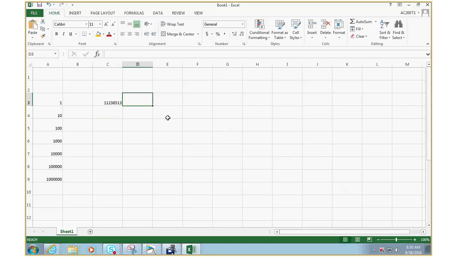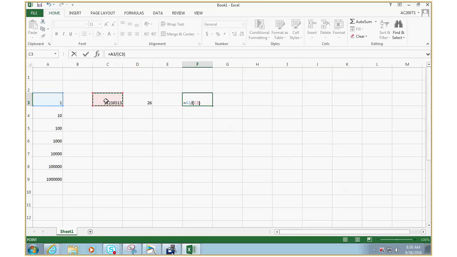And then equals COMBIN, parentheses. What was the other one? 26, comma 1. And of course, you multiply those two together. That's going to be the same each time. So we can take over here, we'll say equals this number divided by parentheses, this number times this number.